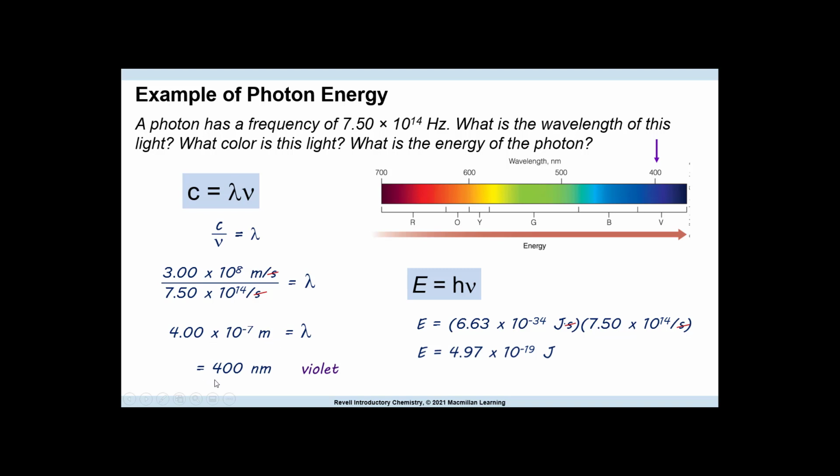It's really easy to put this in nanometers, and I will show you a conversion on one of my own problems. So if I tell you this, it's a little confusing. If I tell you 400 nanometers and give you the scale, you can tell that this is in the violet range. So this is violet.